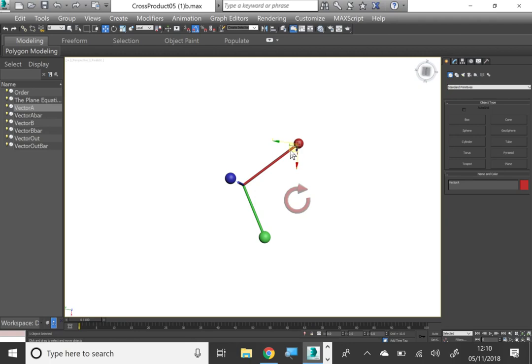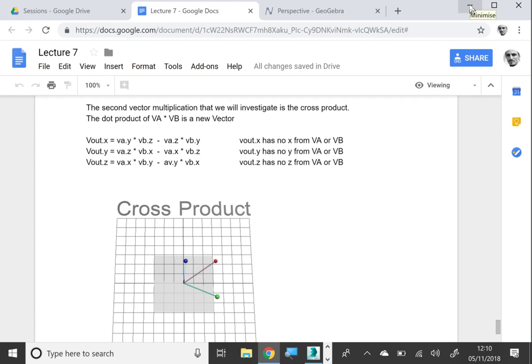Okay. Well done for surviving that. That's cross product, that's dot product. Bring questions to me on the Wednesday.